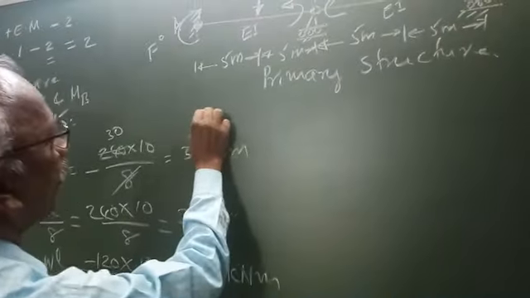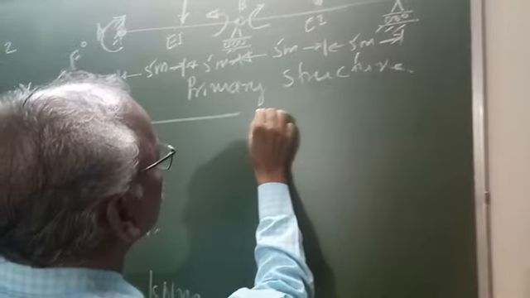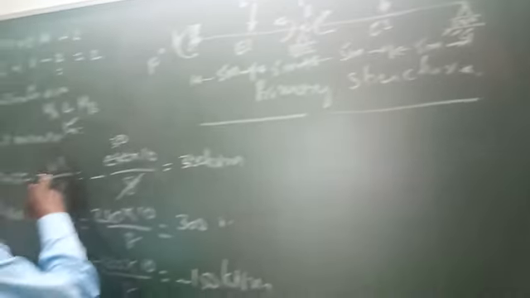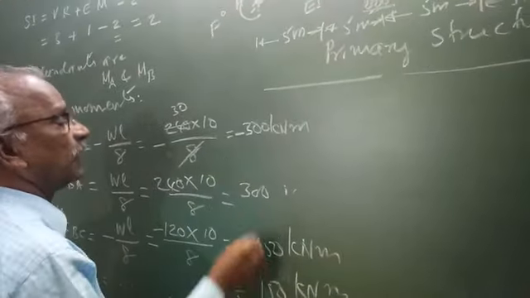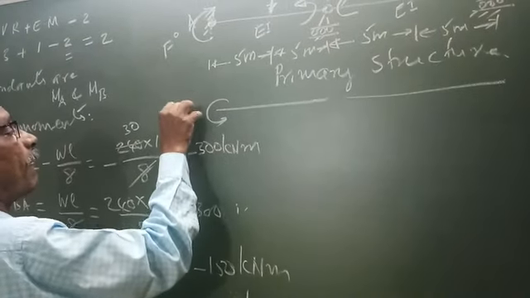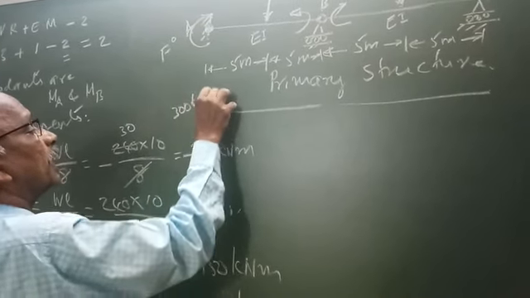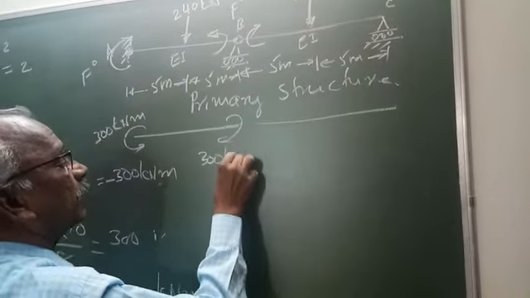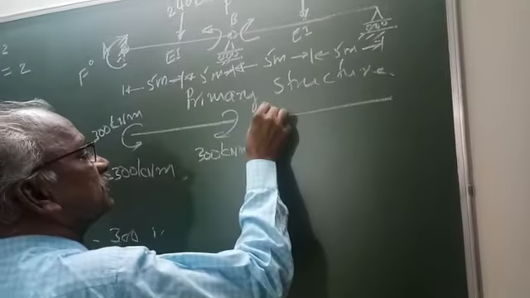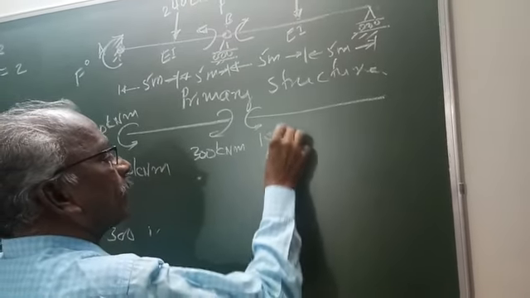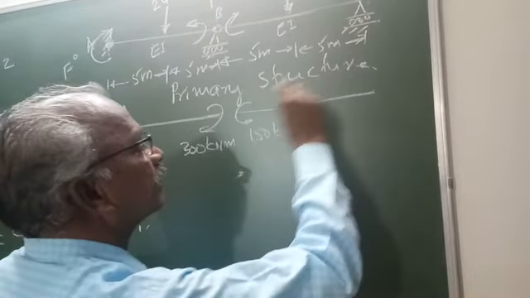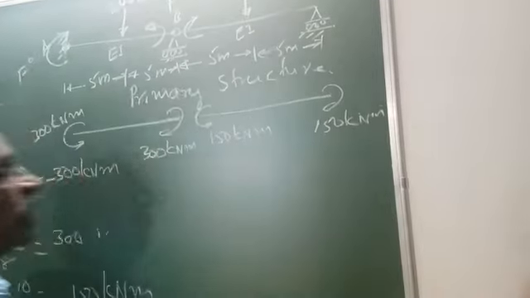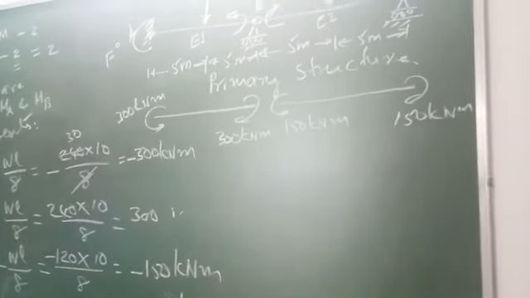So here it is first one is minus, this is minus, so anti-clockwise 300 kilonewton meter. So here it is 300 kilonewton meter. This is 150 kilonewton meter, again 150 kilonewton meter. These are the fixed end moments.